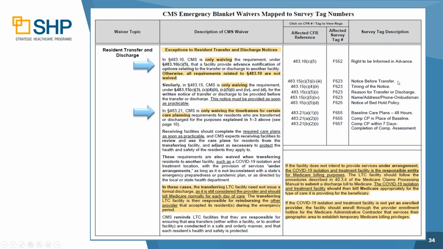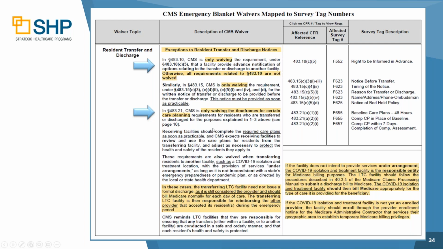The notice before transfer, the timing of the notice, the reason for the transfer or the discharge, the name, address, and phone number of the ombudsman, the notice of bed hold policy. So all of these are waived, but the notice must still be provided. It doesn't eliminate your providing the notice. It only is waiving the requirement that you have to provide it in advance.